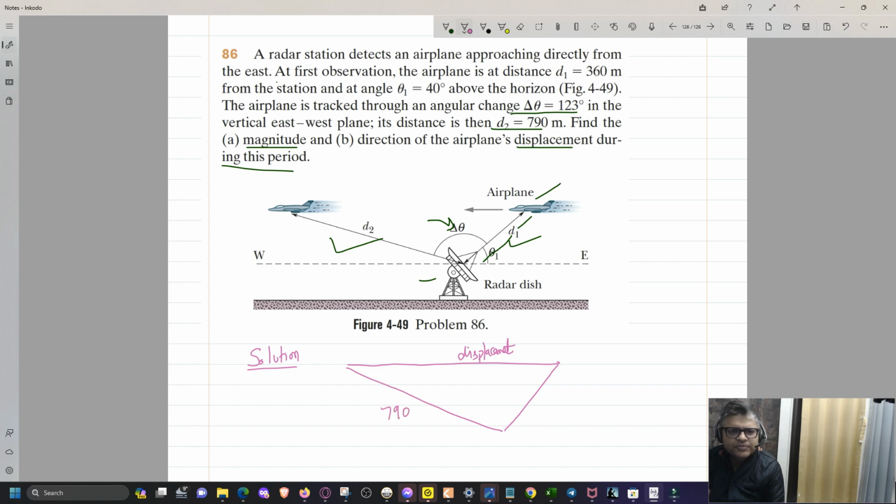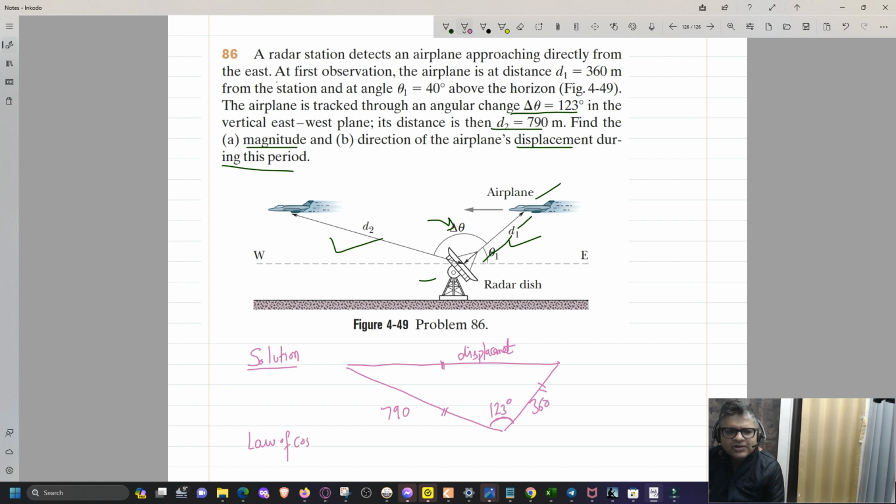Now this is given to be 790. This is given to be 360. The angle between them is given to be 123 degrees. If you notice, this is more of a triangle problem, where if you are given two sides of a triangle and the angle between them, you are expected to find the third side. How do you do this? The way to solve this is to use the law of cosine.